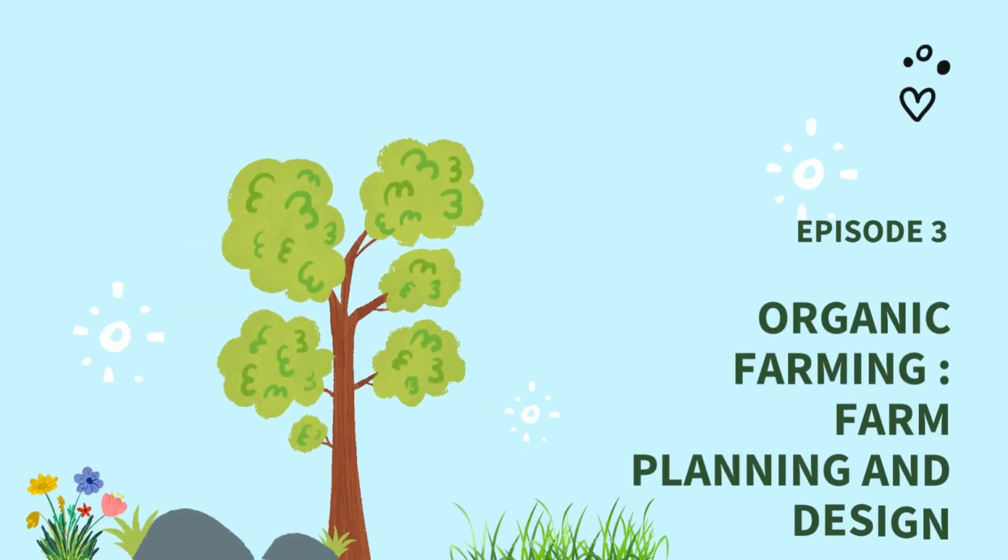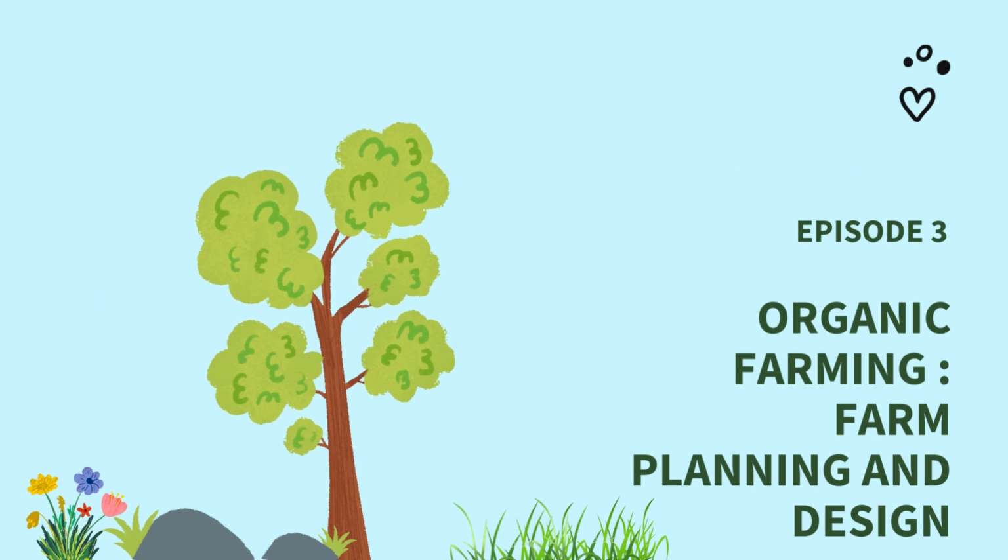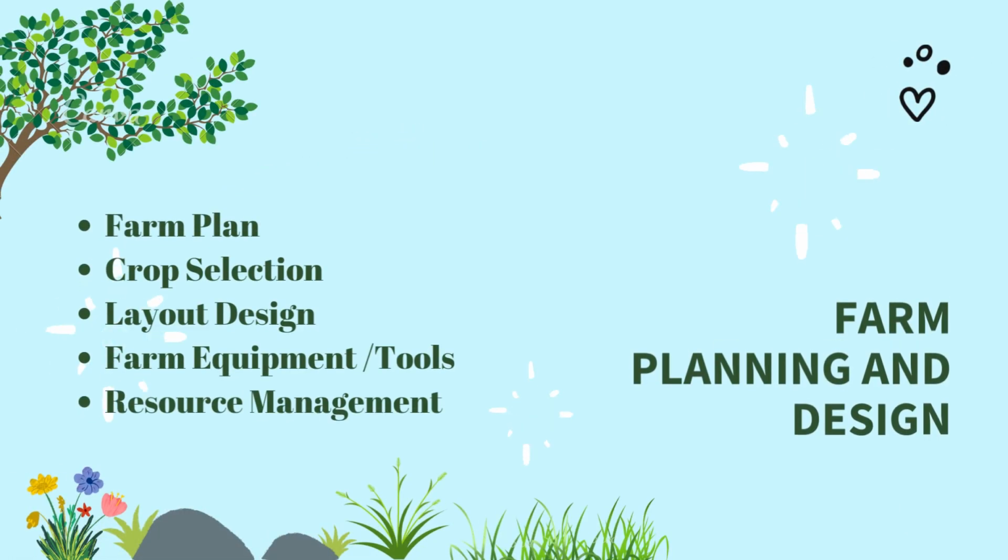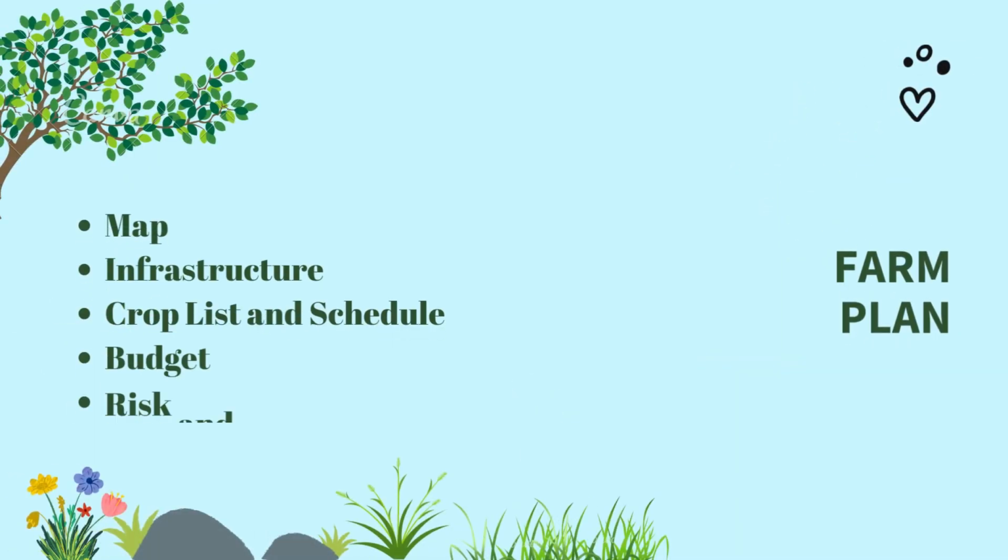In this episode, we'll be discussing farm planning and design. Farm planning is critical for a successful organic farm. Without a plan, your farm could fail due to poor crop selection, inefficient layout, or inadequate resources. The first step in farm planning is creating a farm plan. This plan will serve as a roadmap for your farm and will help you make informed decisions about your operation.